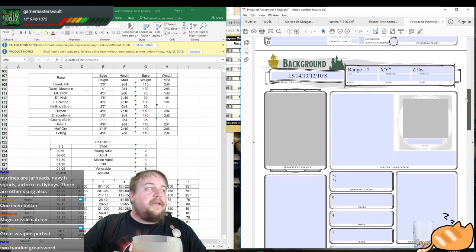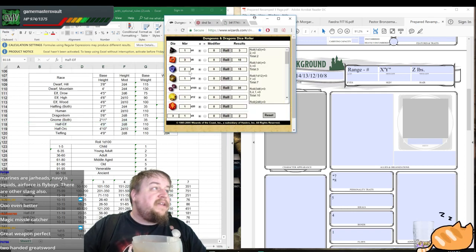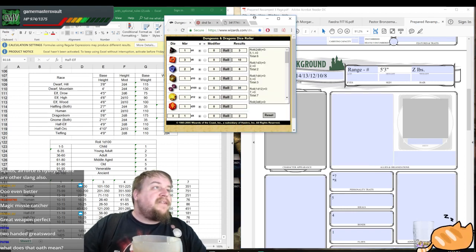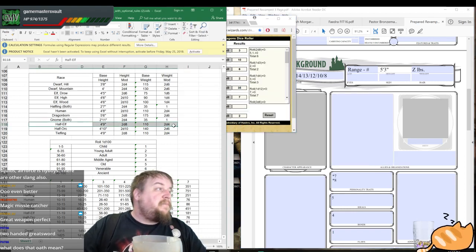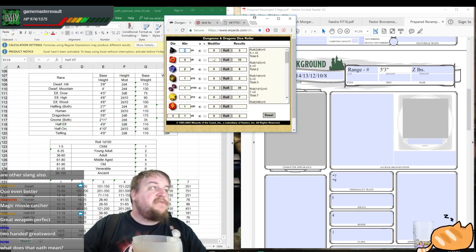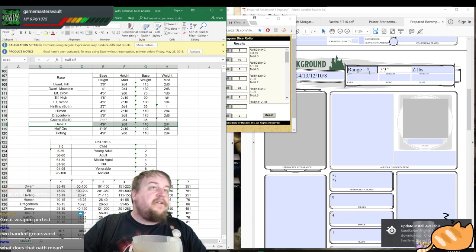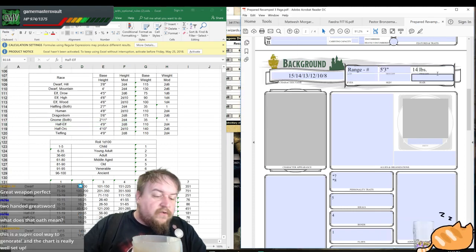For the last little bit of random number generation, let's take our half-elf stat line here. She's going to start at 4'9", and we're going to add 2d8 inches to her height. We're going to add 6 inches, so she is going to be 5'3". We're going to take this same 6, multiply it by 2d4, and add that to her base weight. All right, another 6. So we're going to add 36 pounds to 110. She is 146 pounds.